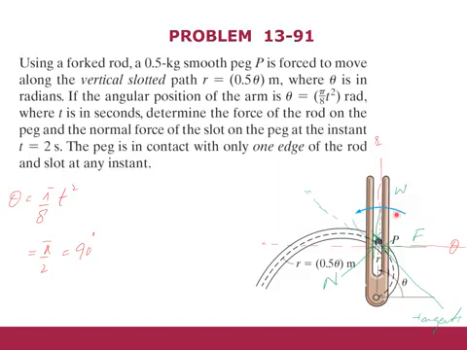So now let's find out the velocity and acceleration in the radial direction, and the angular velocity and acceleration of this peg. So we have r, which is r equal to 0.5 theta.